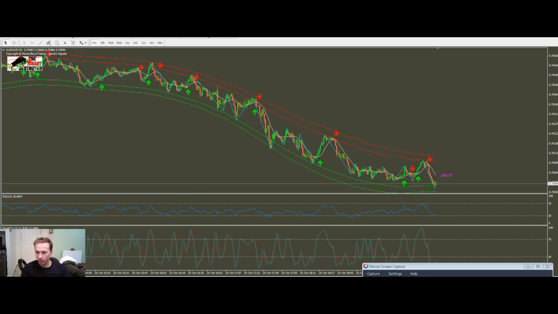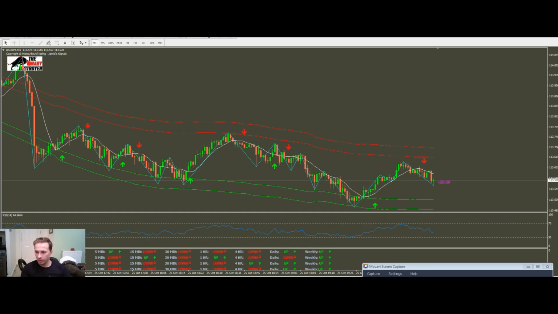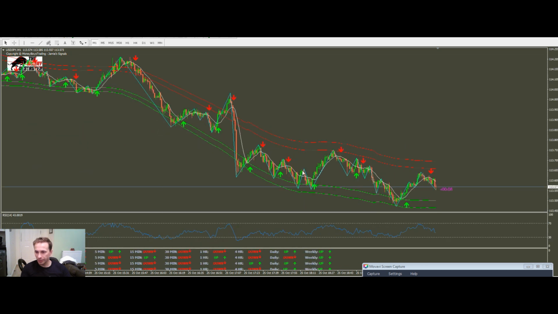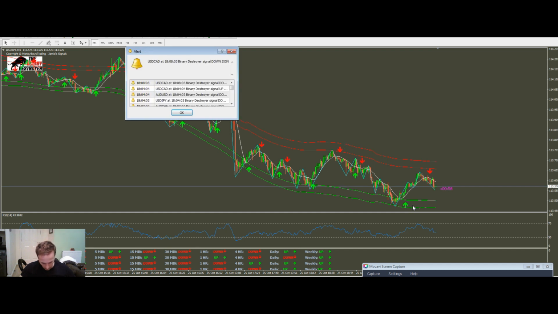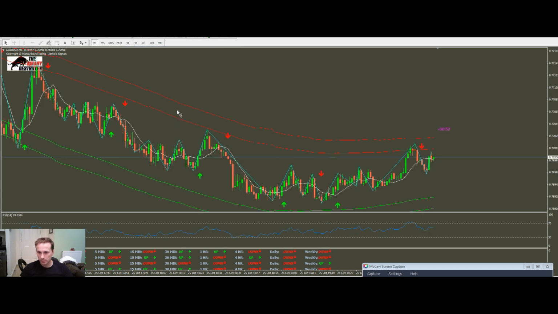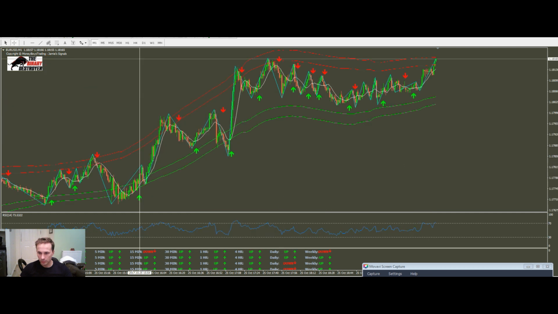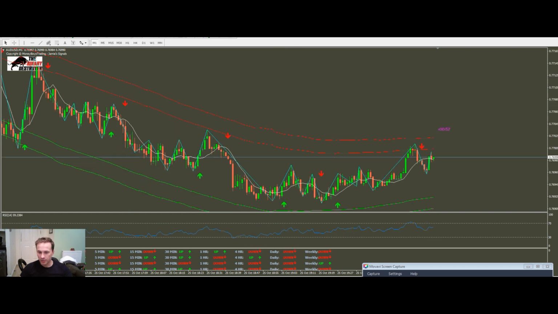USD JPY, what's that saying? Okay, that looks nice. We've got big movement there. So I'm writing down here the two currency pairs that I'm looking to trade. That's USD JPY, and what was the other one? It was AUD USD.